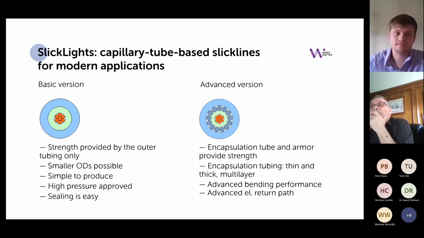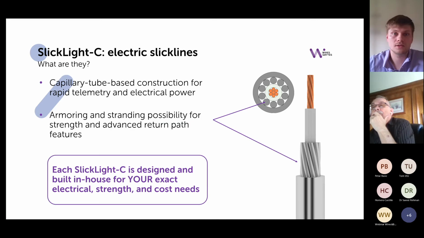Here's a picture of what it actually looks like. As you can tell, there's a smooth outer alloy encapsulation, encapsulating strength members, encapsulating insulation, and encapsulating the copper conductor. Again, it's capillary tube based for rapid telemetry and electrical power to tools downhole. The armoring provides a better return path and also increased strength.